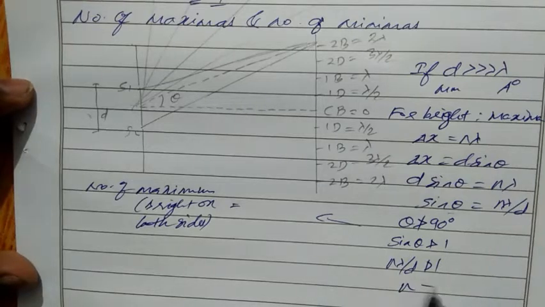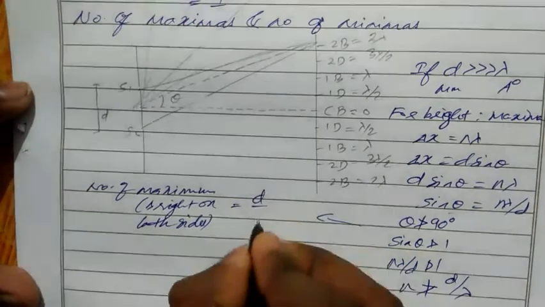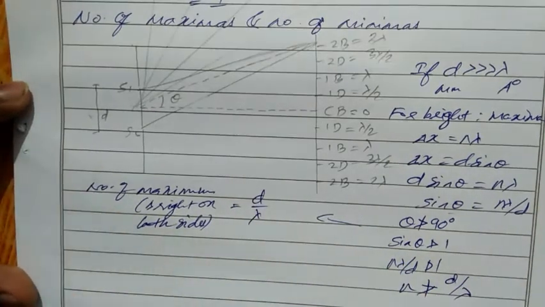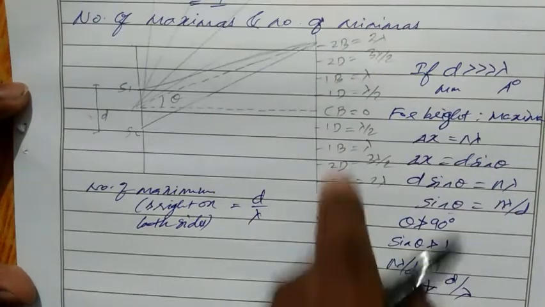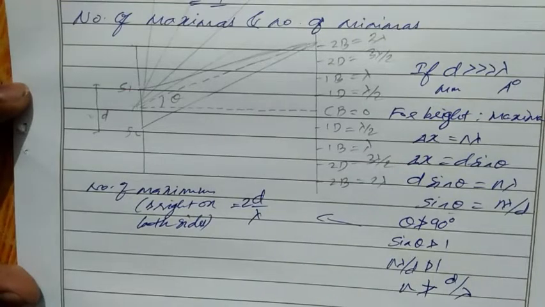So the n value cannot be greater than this. Lambda by d goes to the right hand side and becomes d by lambda. So the n value cannot be greater than d by lambda. Okay, so d by lambda is our n value on both the sides, not only here, on both the sides. So for that we multiply with 2.